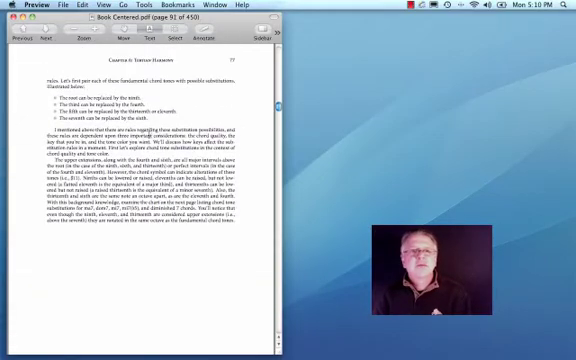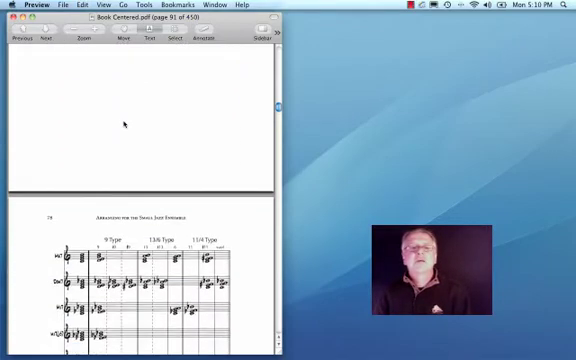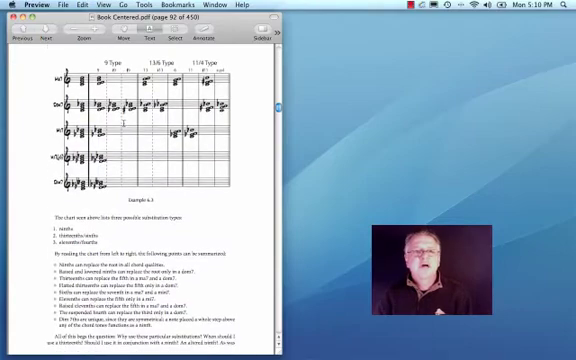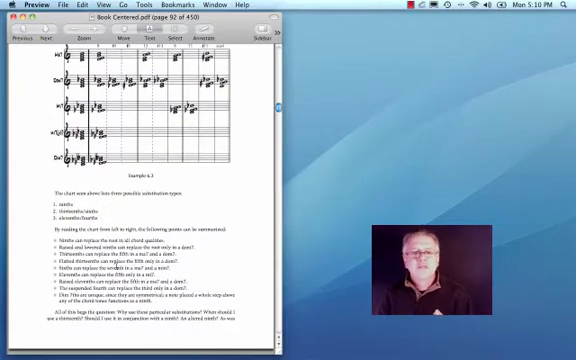Summarized briefly here, the root of a chord can be replaced by the 9th, the 3rd by the 4th, the 5th can be replaced by the 13th or the 11th, and the 7th can be replaced by the 6th. This is summarized in this chart. A more specific list is given here.